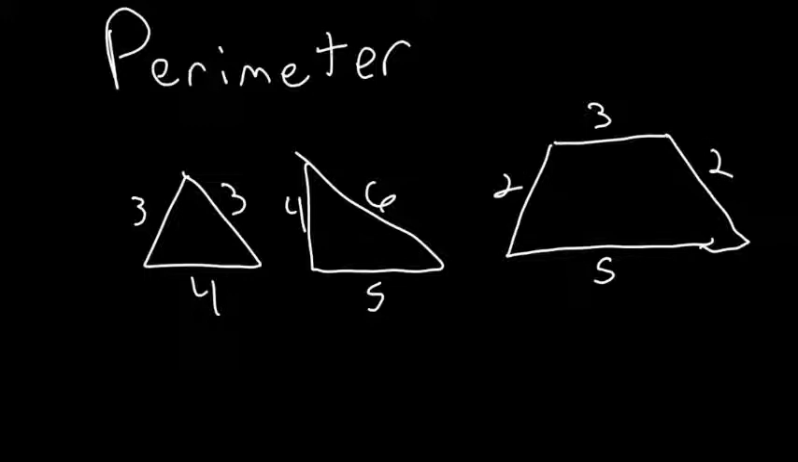Alright, so then we just go for each one of those, you just add up all the sides. So 3 plus 3 is 6, plus 4 is 10. Next one, 4 plus 6 is 10, plus 5 is 15. For the trapezoid, 5 plus 3 is 8, plus 2 is 10, plus 2 more is 12. So you're just adding up all the sides to find any other perimeter. Just the square and rectangle have a special formula.